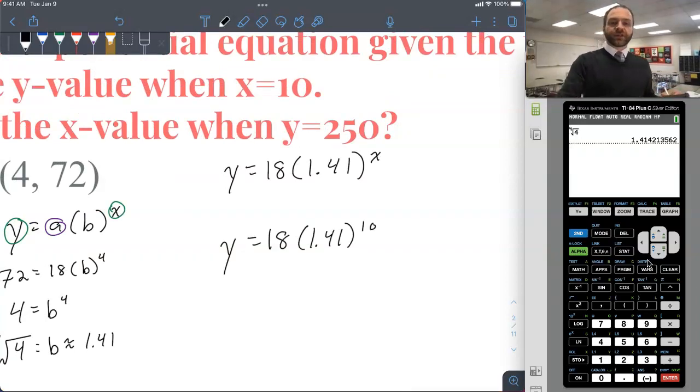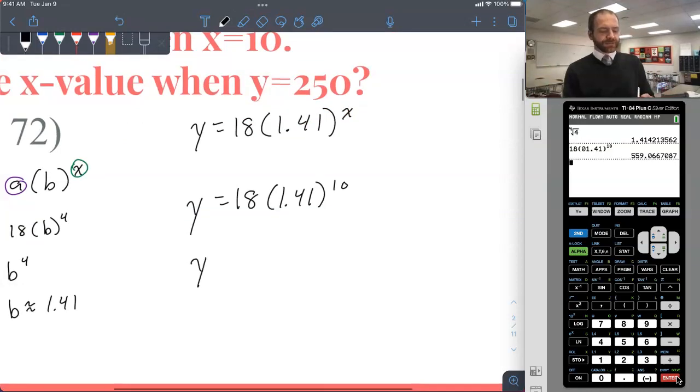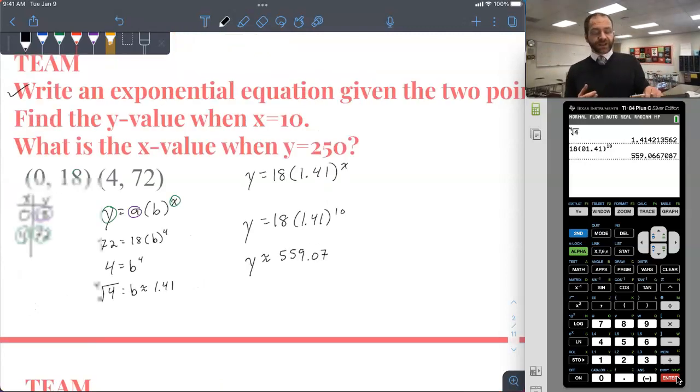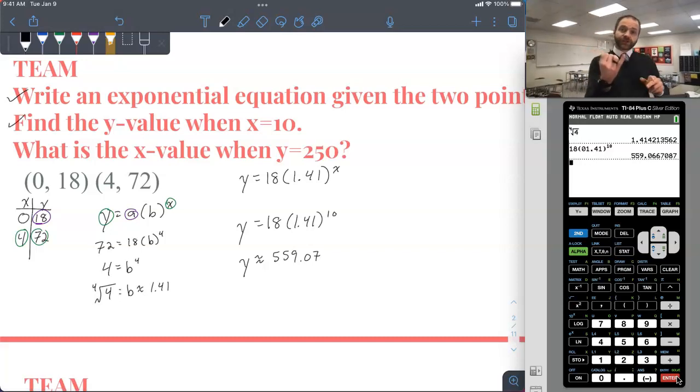So again, we're just going to go to the calculator. I'm going to type in 18 parentheses 1.41, and I'm going to raise that to the 10th power. There's no harm in having that 0 there. It's going to still calculate it for me, and I get 559.066, so y is approximately 559.07 units, whatever we're dealing with. And so that's the second one. So I found the equation, I was given an input, and I plugged it in.